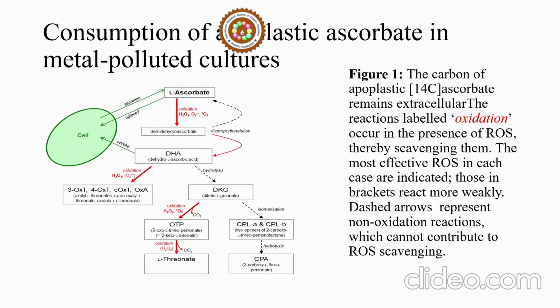And certainly we need to check where the ascorbate that is going to be catabolized goes. So firstly, here you can see the red arrows that show this ascorbate is going to be oxidized into its further metabolites like semi-dehydroascorbate, then dehydroascorbate, and with further oxidation it is going to be metabolized into oxalyl threonate, cyclic oxalyl threonate, oxalate, and L-threonate metabolites, and the dashed arrow lines actually show non-oxidative conversion of these L-ascorbate into their further metabolites.